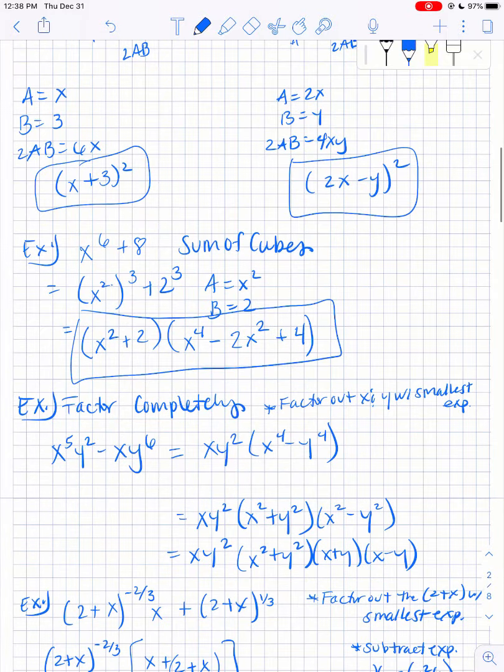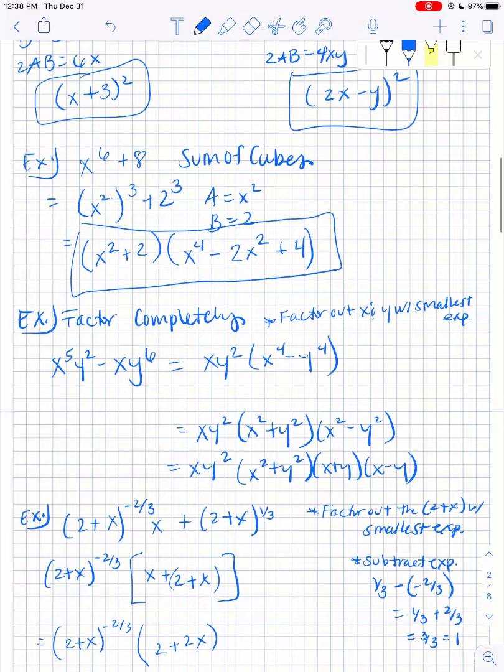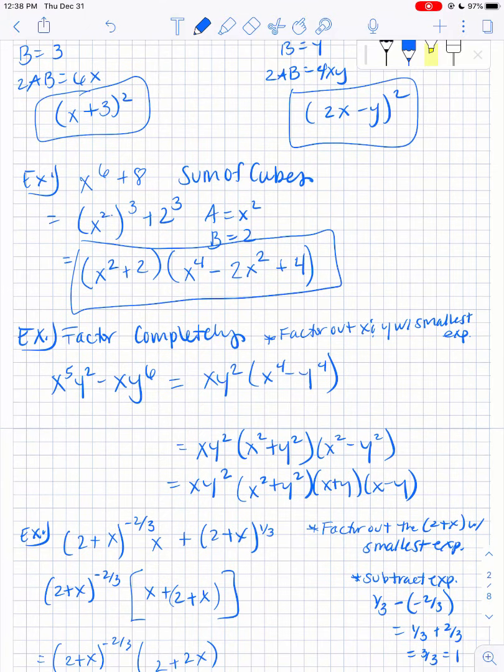Okay. So now in this example, we're going to practice factoring completely. We're going to factor out our x and y with the smallest exponent, because we want to make sure when we factor, we're not overdoing it. So we have to factor out the smallest that's in common to both. Our x terms, just x by itself is the smallest, so we factor that out. And then y squared and y to the sixth, the y squared is the smallest, so we go ahead and factor out x y squared. I'm left with x to the fourth minus y to the fourth.